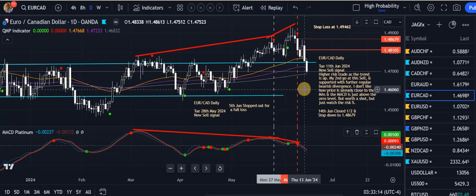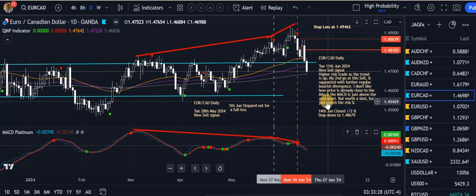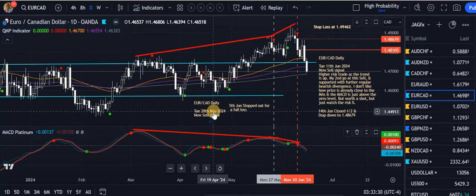14th of June, closed half, which is on the open of this candle. Wish I'd left it another day. But the MACD Platinum's already through the zero level. So we're in a no lose on this sell trade, and it's dropping down nicely, which is good. So that's looking good. Can't lose on the sell, making up ground on the loss we took already.